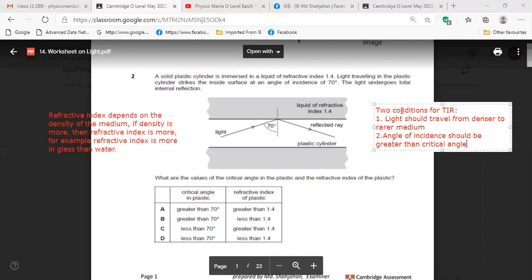I don't know. It depends on the density. More than 1.4. What about Farabi?